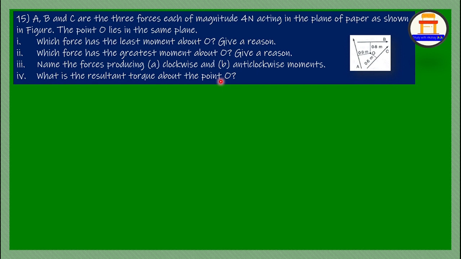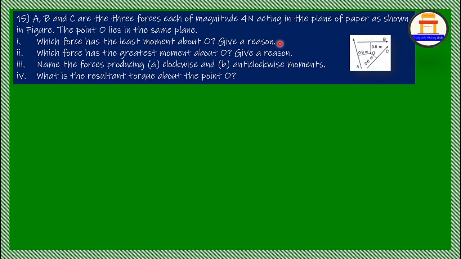Please observe the question carefully and observe the picture as well. So first one, we all know that moment of force equals perpendicular distance into the force applied. Since the perpendicular distance of C is the least from O, C will have the least moment about O. So the first answer is C.